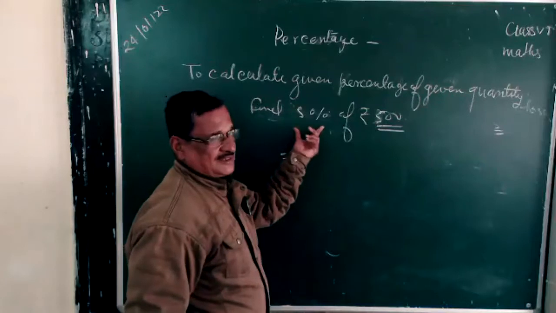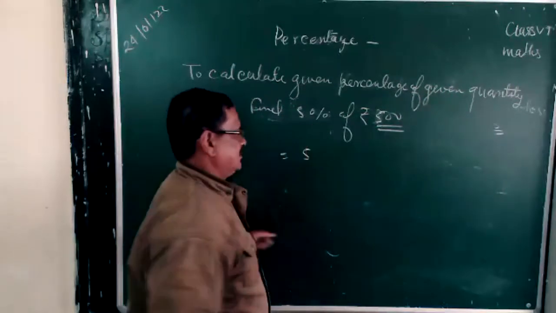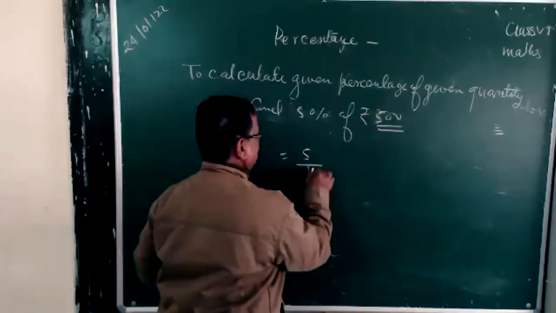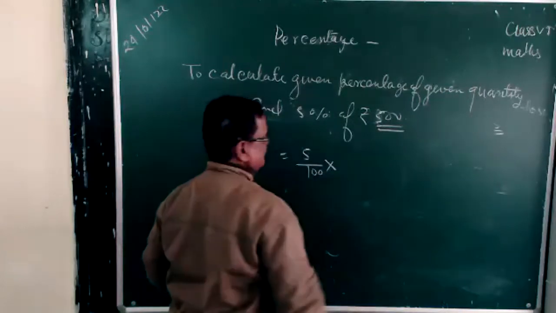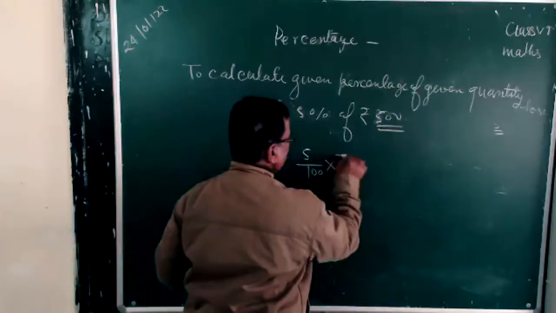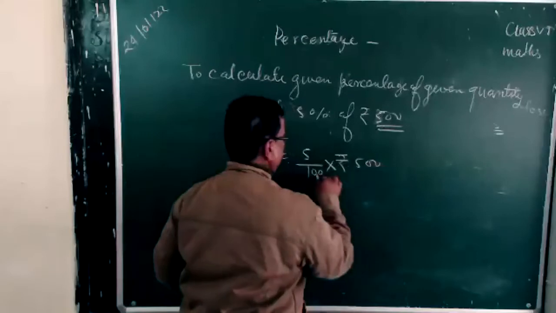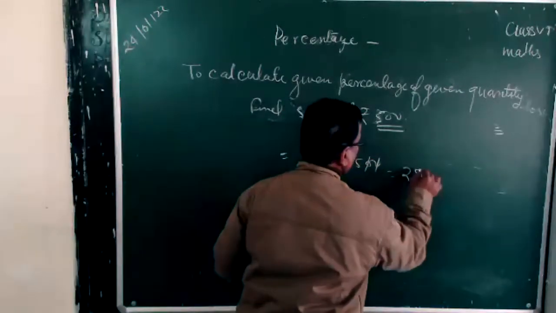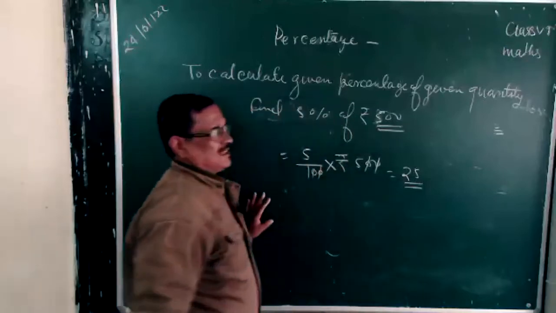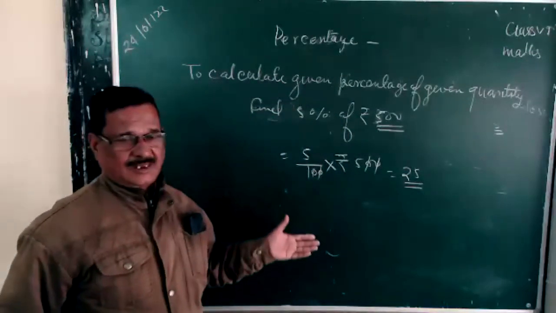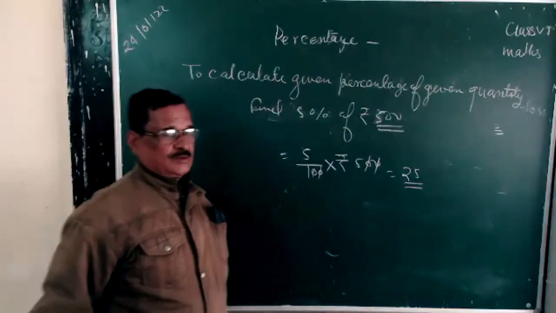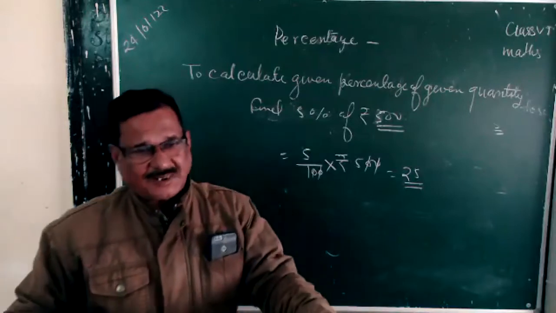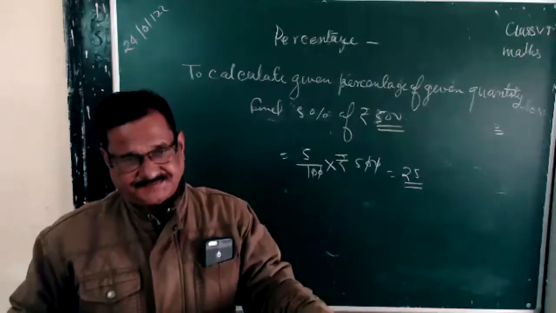this 5% converts into a fraction, that is 5 by 100. Of means multiplication, and then rupees 500. This 20 cancels out, that is coming 25. So 5% of 500 is 25. This way you can find any percentage of any number.